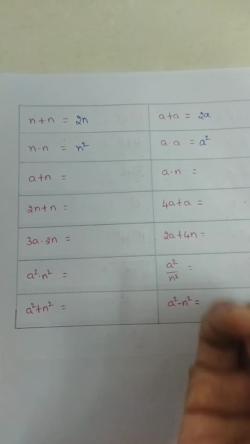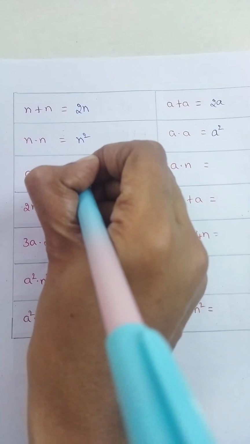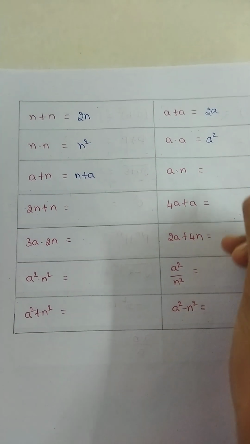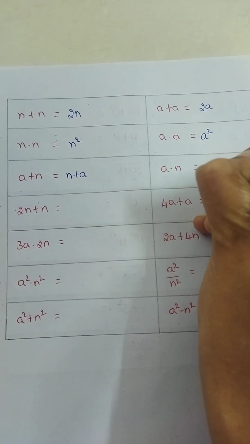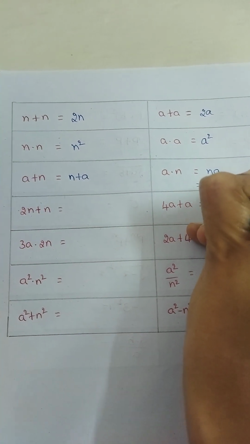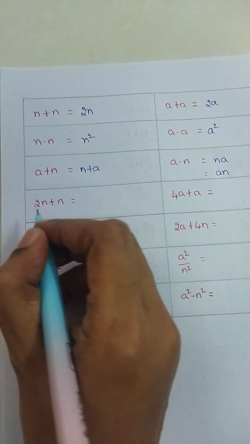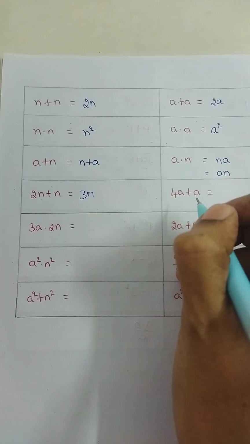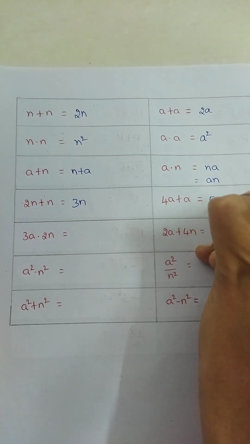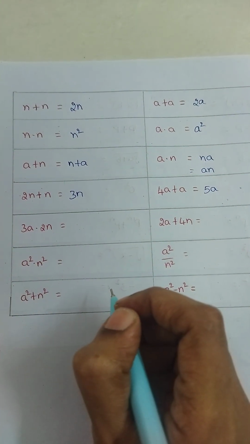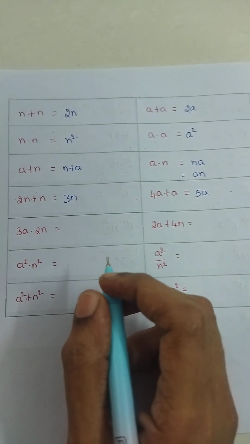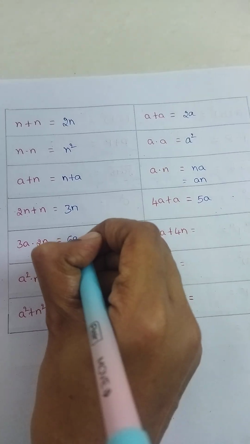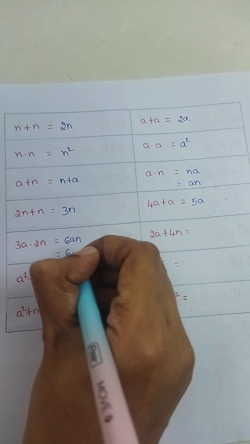a plus n equal to, similarly we can write this one as n plus a also. a into n equal to na or an. 2n plus n equal to 3n. 4a plus a equal to 5a. 3a into 2n equal to 6an or 6na.